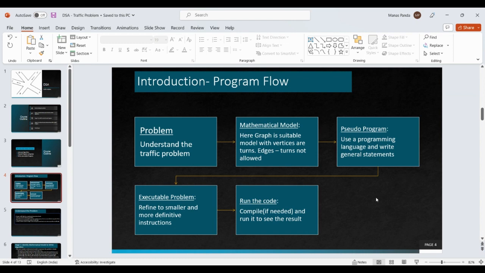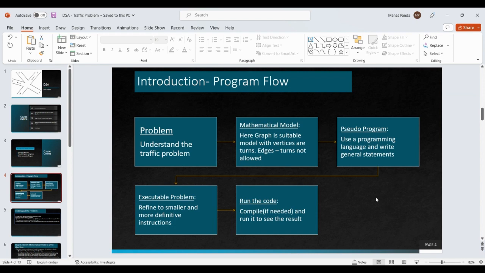And when we look at the steps, it is similar to a three-stage process. One is understanding the problem, then identifying a mathematical model, where we have to find out which model is suitable. In this case, what we understood is that it is a graph. We will discuss that. Then writing a pseudo program using the programming language.